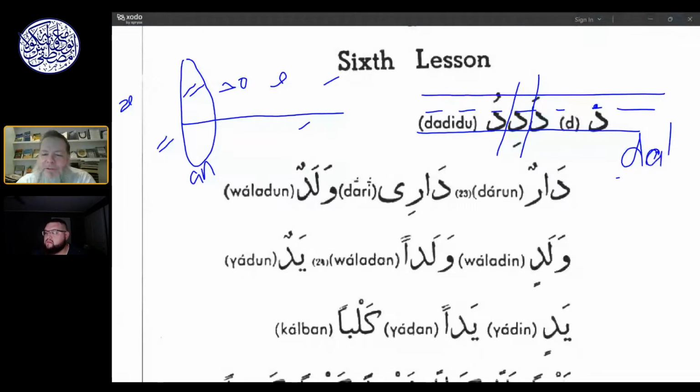Inshallah. A little bit. So anyway, we have this dal. It makes the d sound, just like in English, d for the D. And we have da, di, do. Da, di, do. So if you remember, this aleph makes this fatha long. So we say darun. Right? Yes.